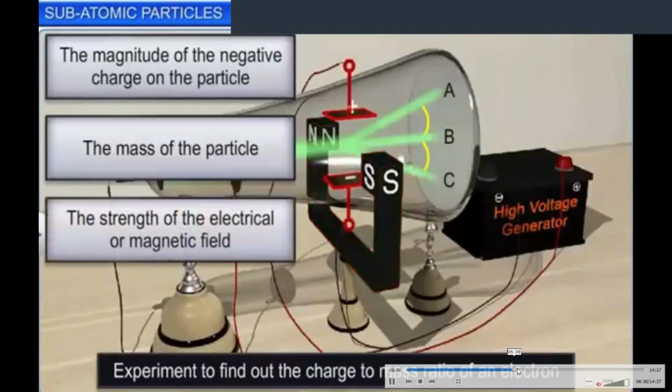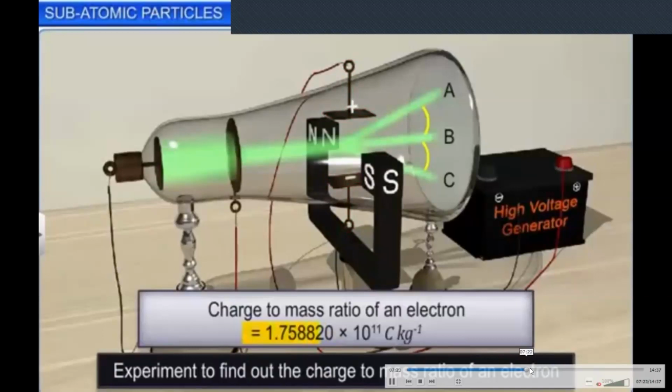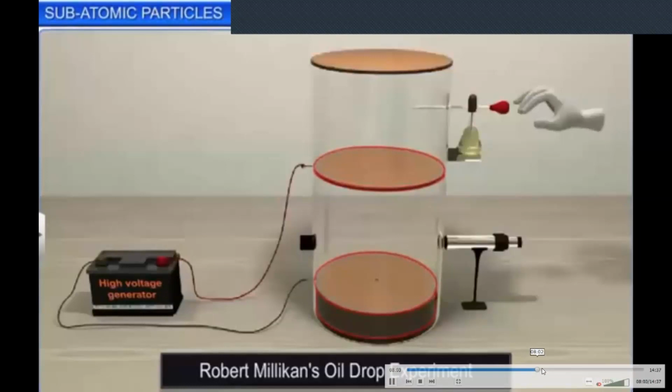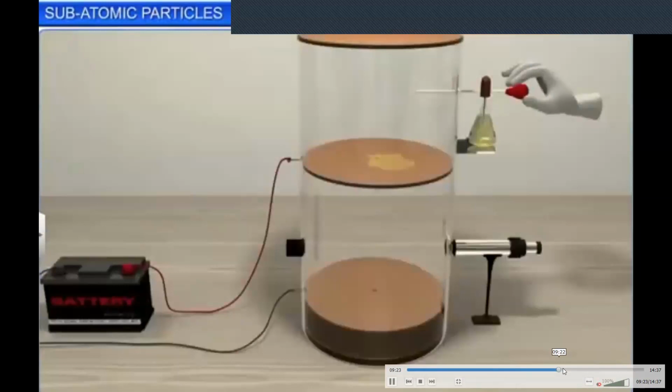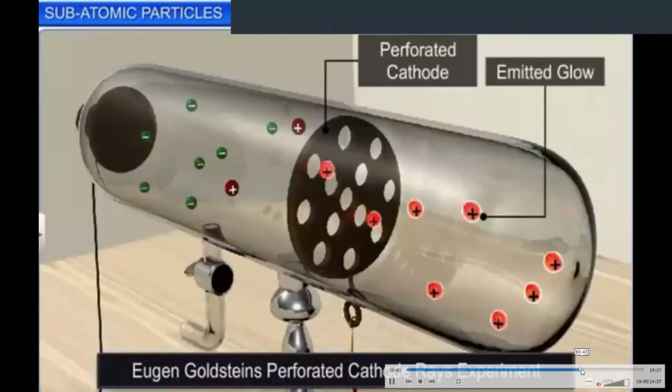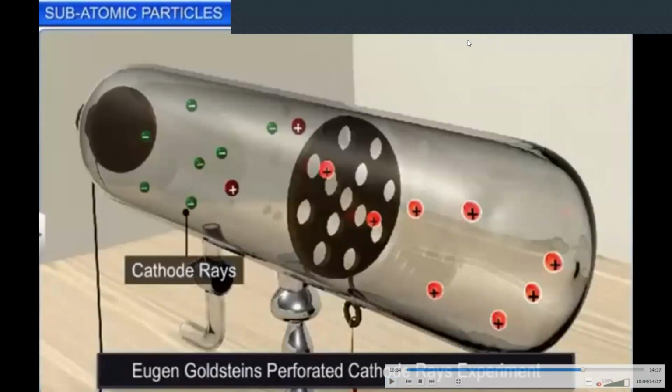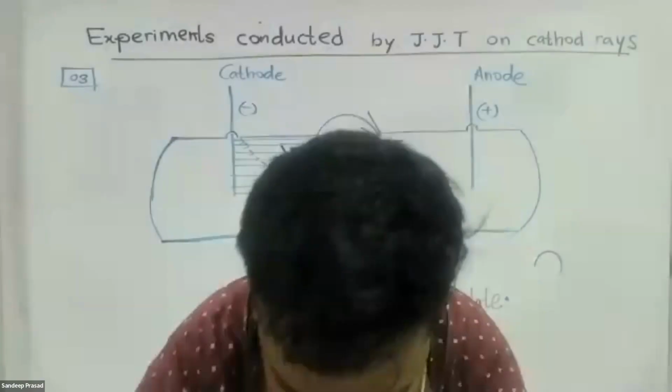Let's talk about the mass of an electron, charge of an electron. I think I have shown you three major experiments that were conducted by James Thomson, right? So this is the discovery of protons. So we are not going to discuss that. If you go to YouTube and search cathode ray experiment, you will find the video section. Now, if you have any doubts, you can ask me.